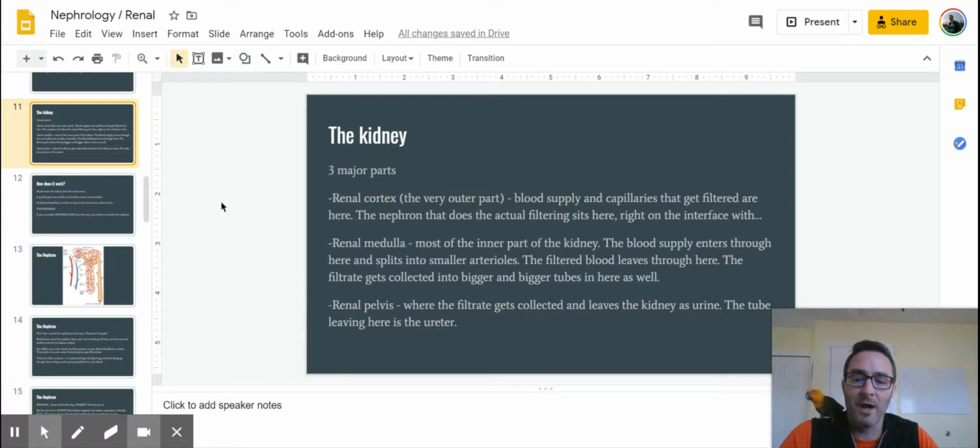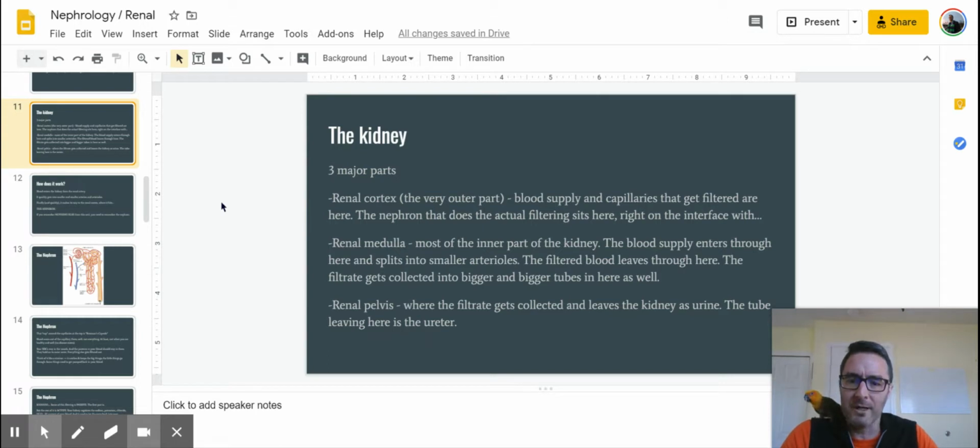And then the nephron that actually does the filtering sits between the cortex and the medulla. It's right on that interface between the two. It's actually considered part of the medulla, but it's really right on the two.